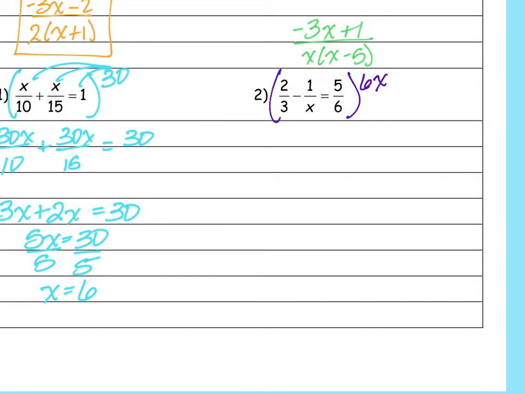6x. Okay. So then I'm going to do exactly the same thing. I'm going to distribute my 6x through everything, right? So distribute, distribute, distribute. So that gives me 12x divided by 3 minus 6x divided by x equals 30x divided by 6. Okay, questions?